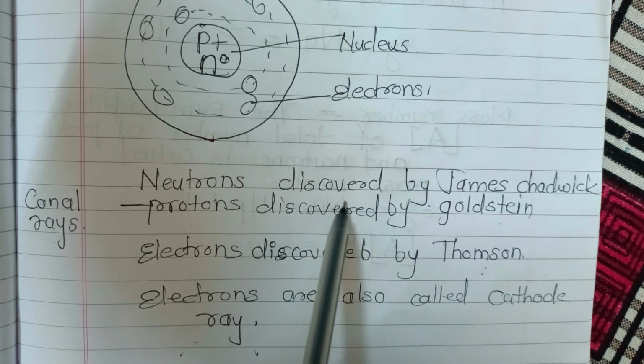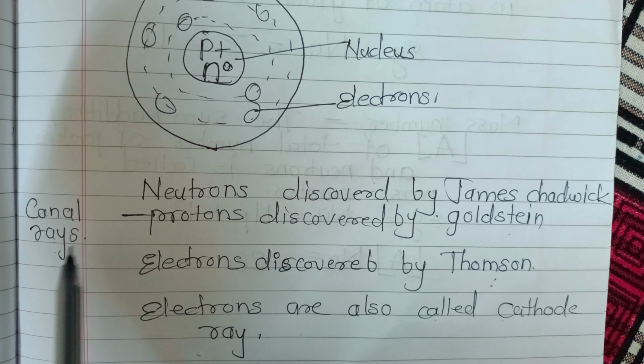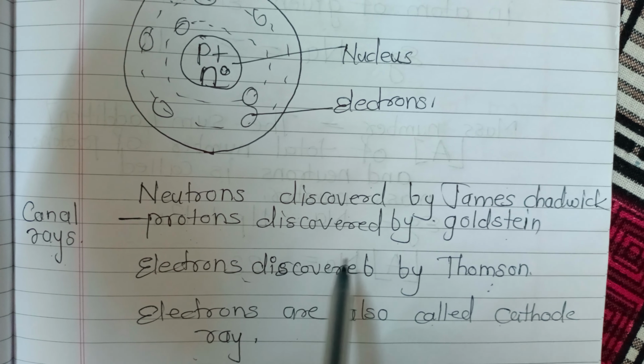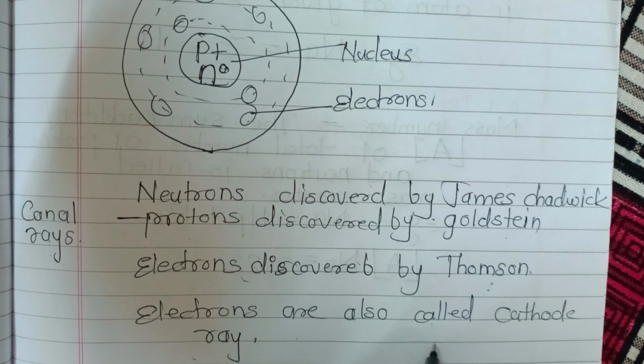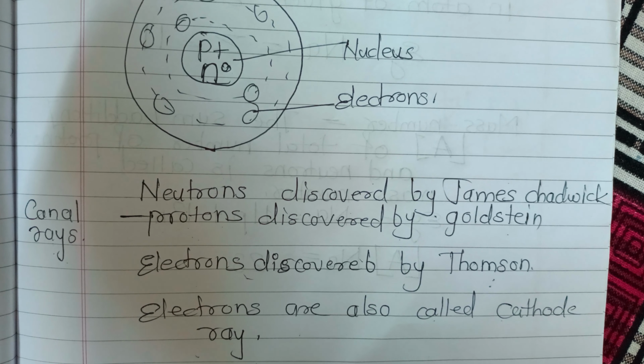Then protons are discovered by Goldstein. The other name for the proton is canal rays. Electrons are discovered by Thomson, and electrons are also called cathode rays.